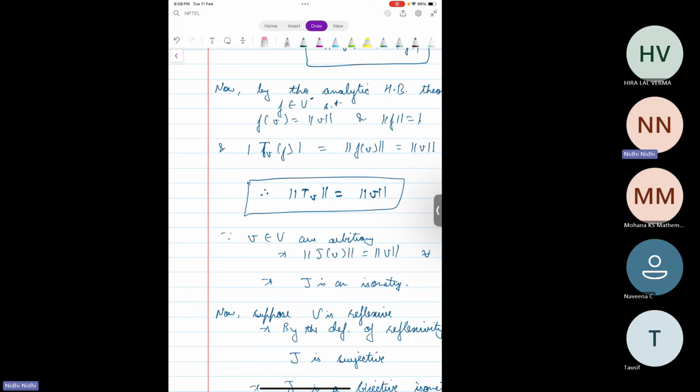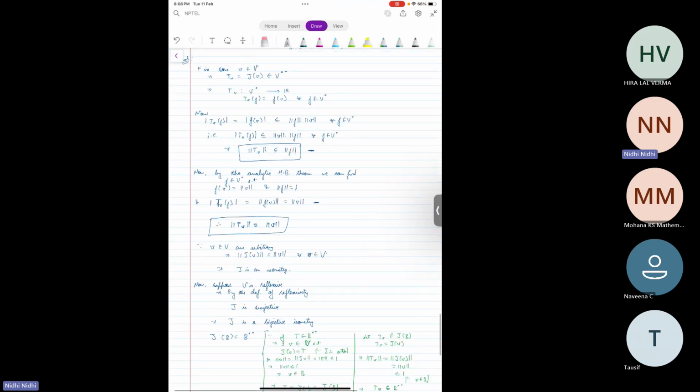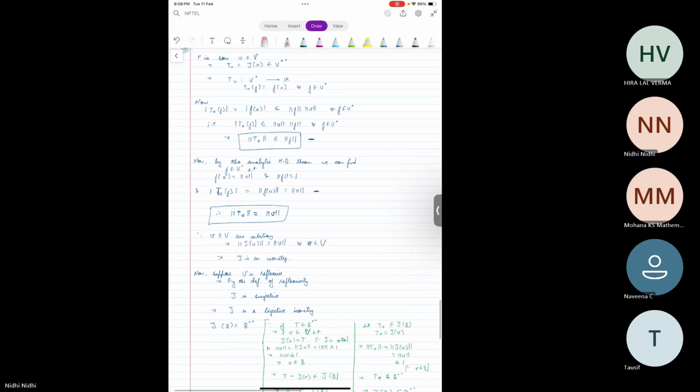I hope this one side of the proof was fine with everyone. We have mainly used the definition of reflexivity, proved the fact that this functional J will be an isometry, and this fact that J is an isometry helped us to prove that JB is dense in B star star.